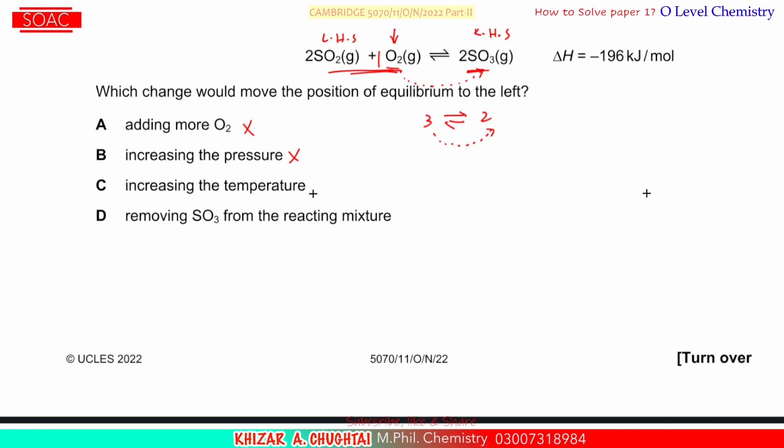See, increasing the temperature: this is an exothermic reaction, so the endothermic side is favored by increasing the temperature. Yes, by increasing the temperature, equilibrium will be shifted towards the left hand side. So C is the correct option.